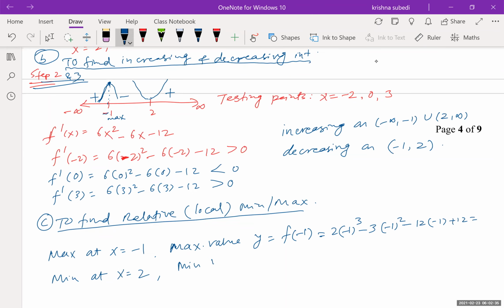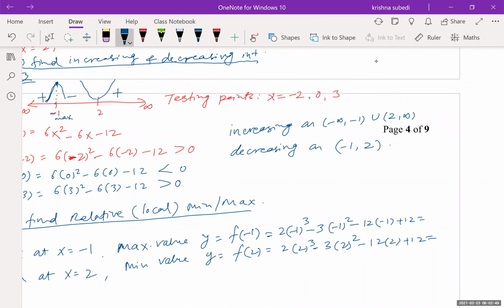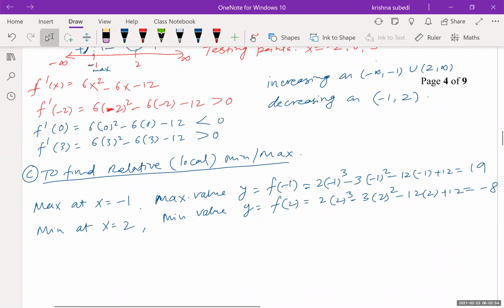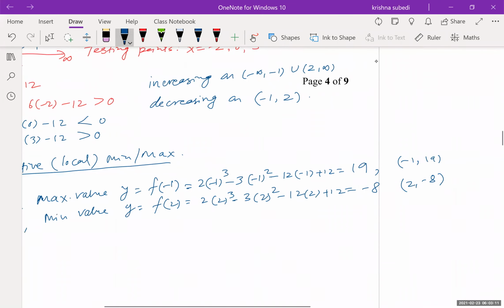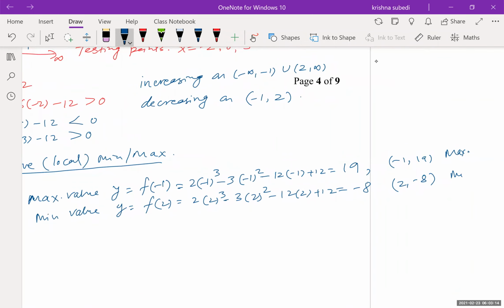And the minimum value will be y equals f of 2. That's going to give me 2 cubed minus 3 times 2 squared minus 12 times 2 plus 12. And if you calculate it, you're going to get 19 there and -8 there. So if you want to write this as a coordinate, when x is -1, y is 19, and when x is 2, y is -8. So this is our maximum point and this is our minimum point.